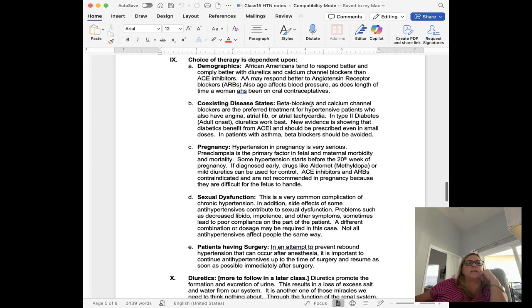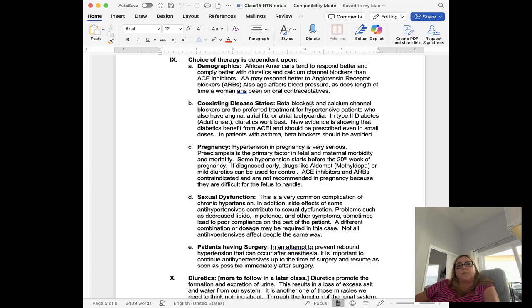Also, coexisting disease states. Beta blockers and calcium channel blockers might work well for patients that have chest pain, atrial fibrillation, or tachycardia. In type 2 diabetes, adult onset, the diuretics seem to do better, I'm sorry. And new evidence is showing that diabetics benefit from ACE inhibitors and should be prescribed even small doses.